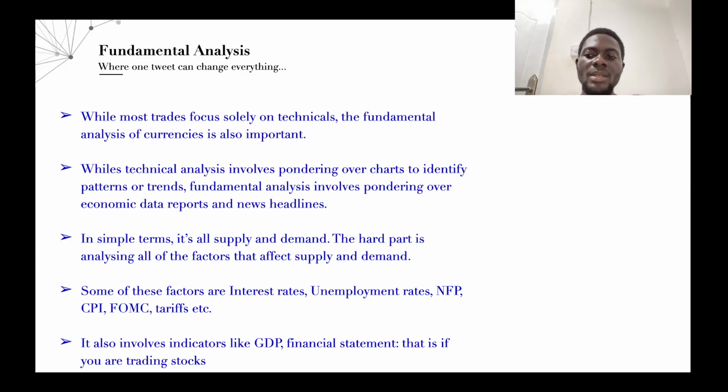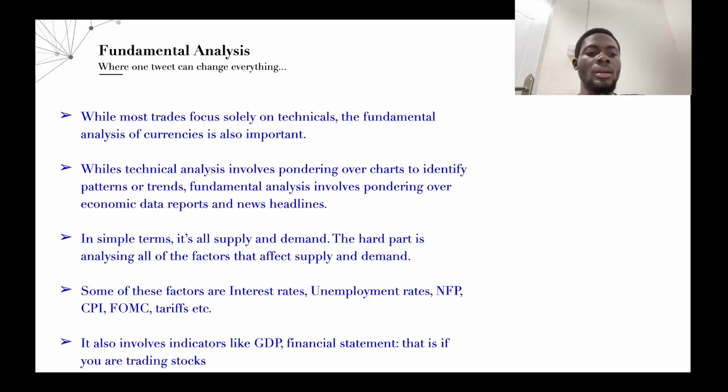And then when it comes out, you look at that report and use it to aid your trade. You understand? That's if you're a fundamental analyst. You use that report to place trades. You understand what I'm trying to say? In simple terms, it's all supply and demand. The hard part is analyzing all of the factors that affect supply and demand.